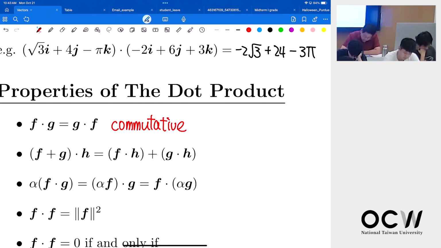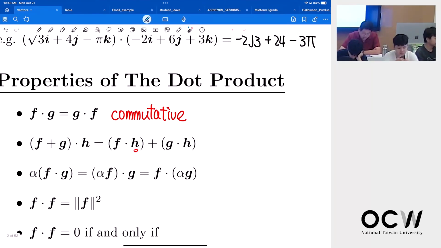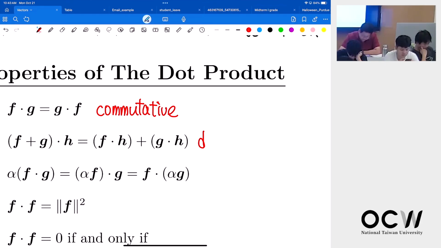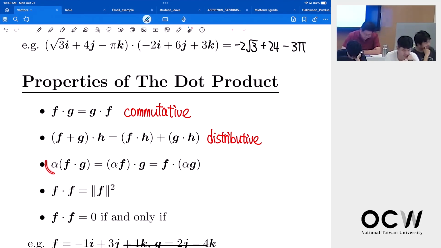Commutative. Second one: if I do the sum of the vectors first and do the dot product with another vector, then I can do the dot product with that vector first and then do the summation. This is distributive. If I have a scalar, this scalar can go to the first vector or the second vector, it doesn't matter.